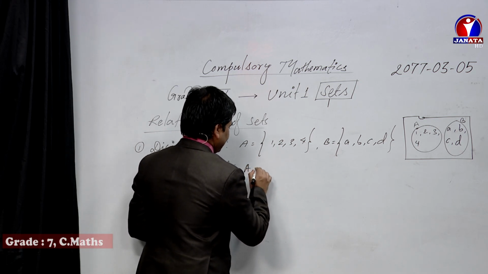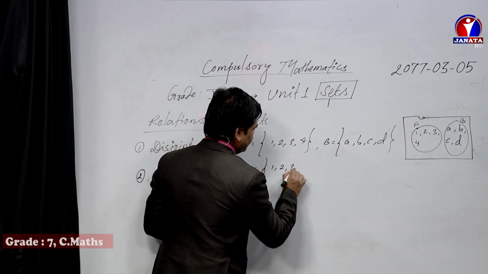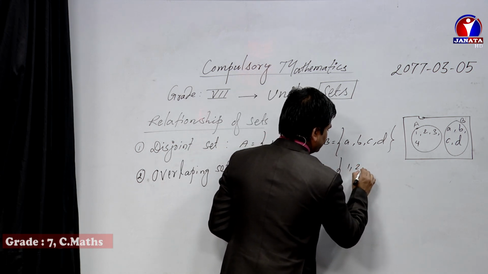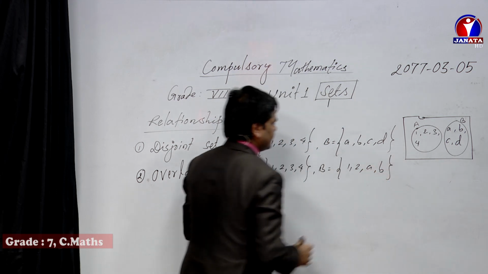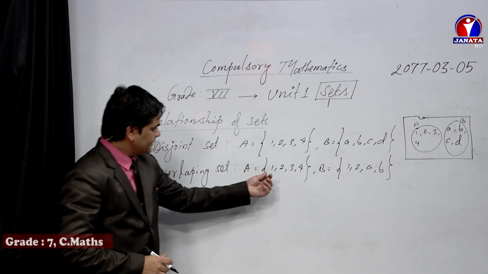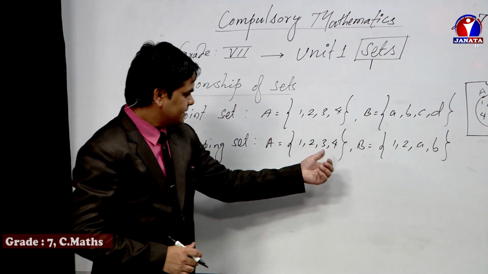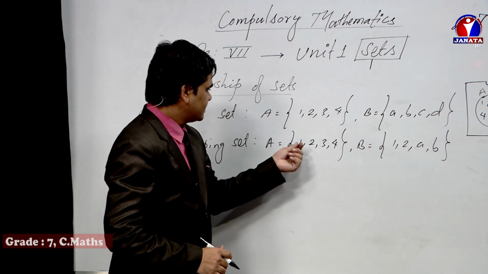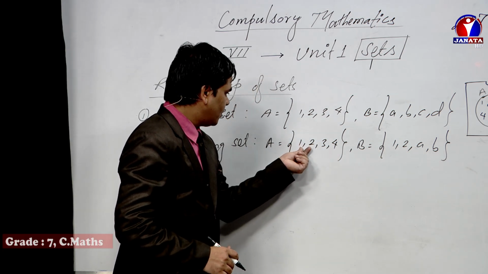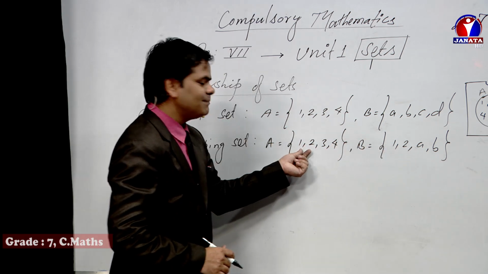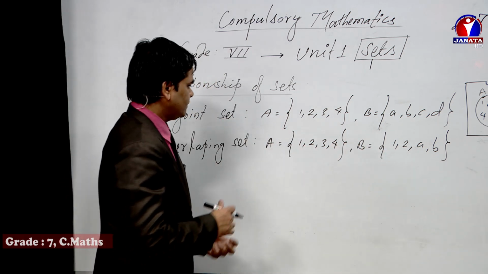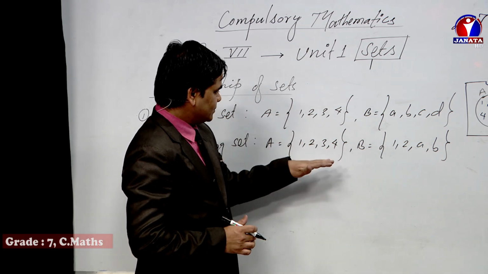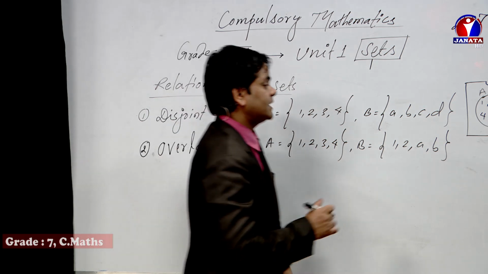For example, set A has the elements 1, 2, 3, 4. Set B has the elements 1, 2, A, B. If so, did you see here, dear students, 1 and 2? There is similarity. That means there are common elements between the two sets. So if we need to represent this information using a Venn diagram, what happens? Let's see.